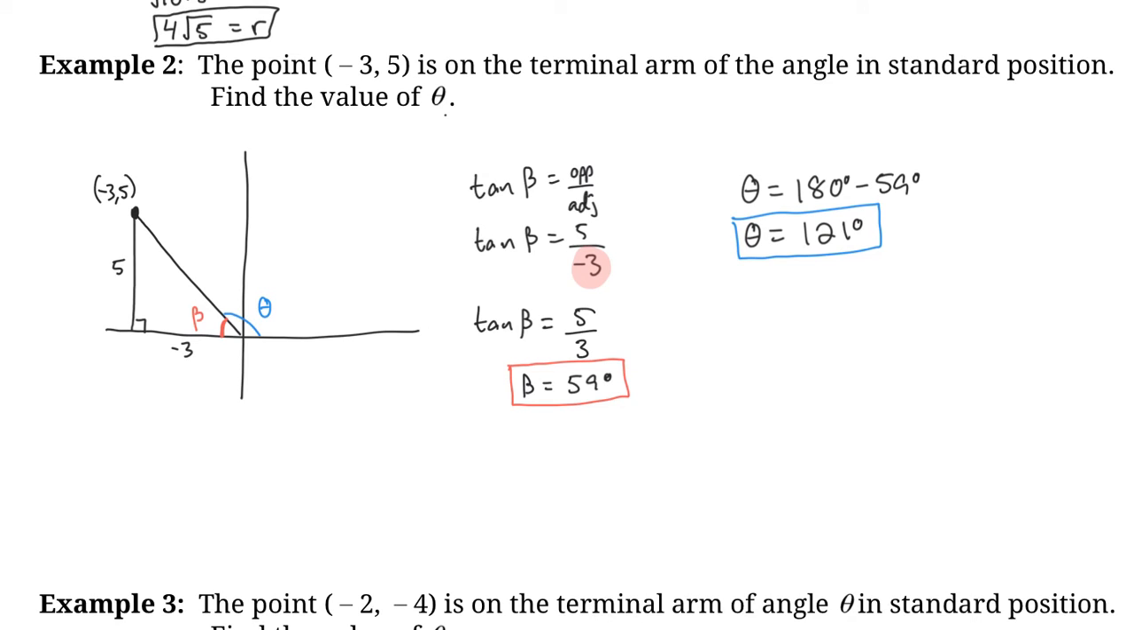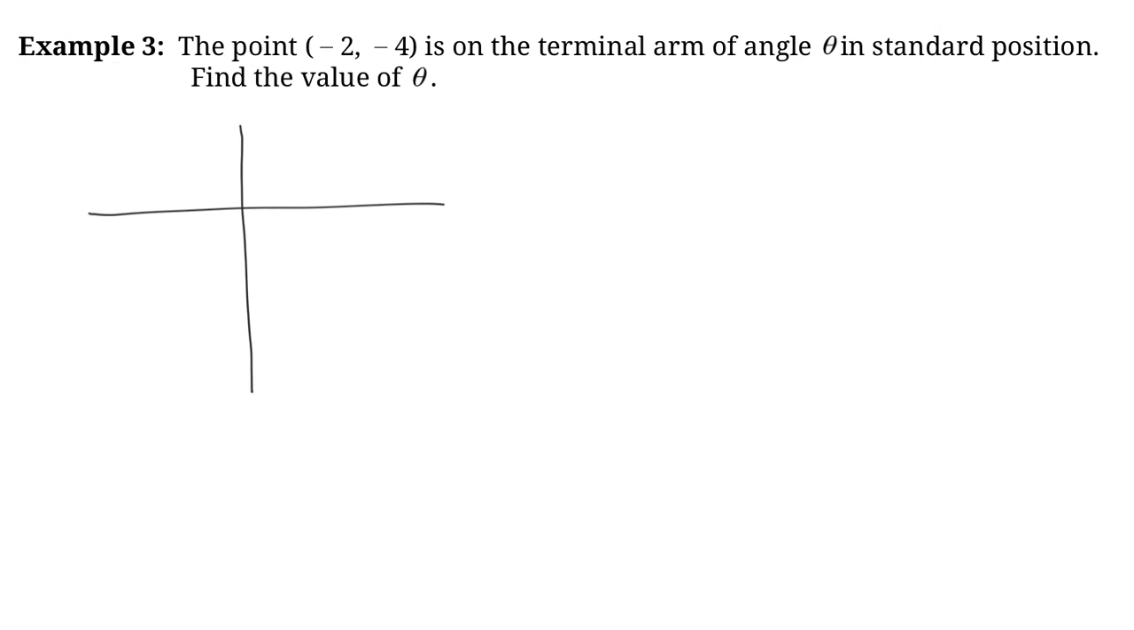So whenever you have another question like this, you need to plot your point on the Cartesian plane, and then you need to use the measurement of the related acute angle to help you find the actual angle that's in standard position. So in the next question, our point is -2, -4, and that's on the terminal arm of angle theta. So -2 and -4 is right around here. And this is our terminal arm, and we're looking for this angle theta.